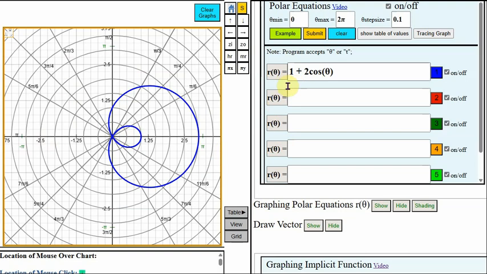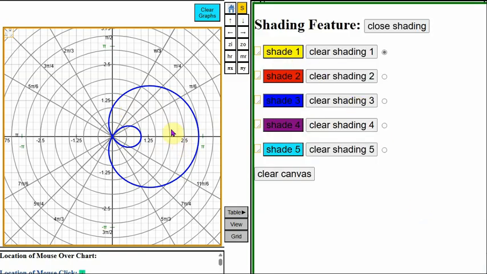And so here's the graph of r equal to 1 plus 2 cosine of theta. And we want to find the area between the outer loop and the inner loop. So we want this shaded region right here.